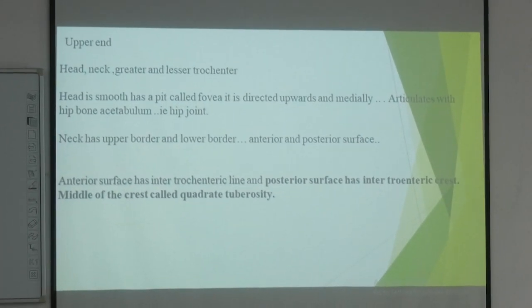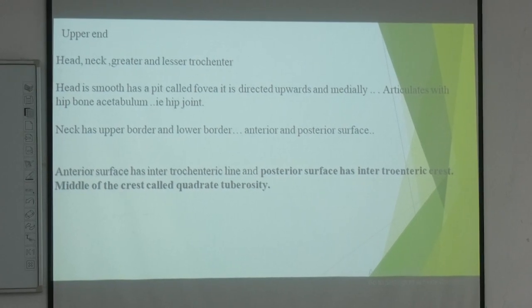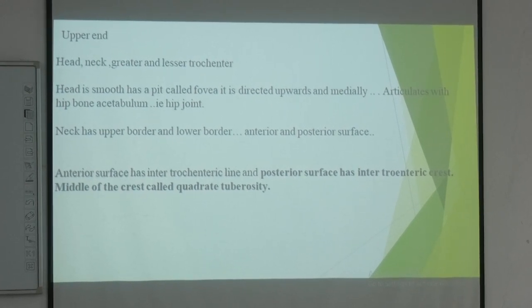So we are going through the different parts of the bone, starting with the upper end. The upper end has four parts we mentioned: the head, then the neck, and the bumps, which we call trochanters. We have the greater and lesser trochanter. These are the four elements present there.